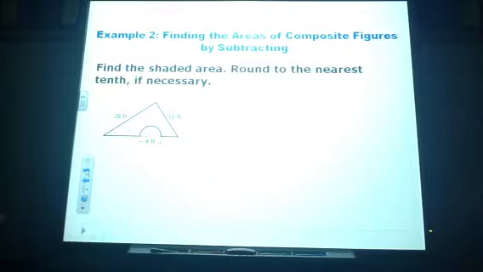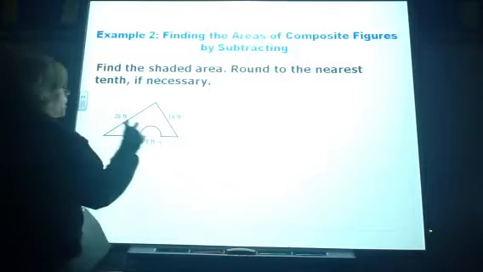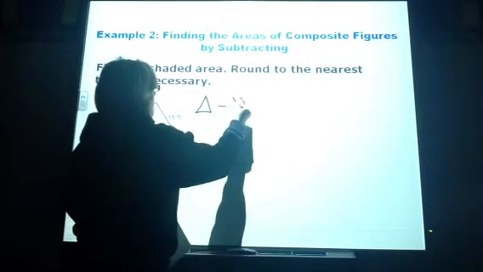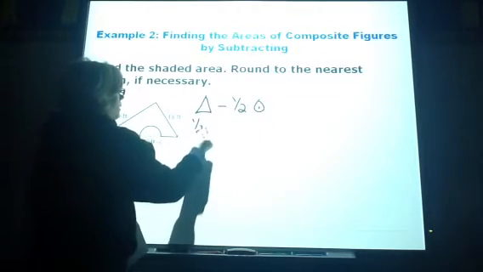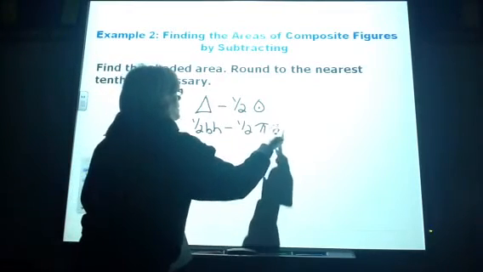Okay, now we're going to find the area of composite figures by subtracting. So you do the same thing, but instead you subtract. What two figures do I see here? I see a triangle, and I need to subtract out half of a circle. So I'm going to go ahead and write my formulas to see what I need to find.